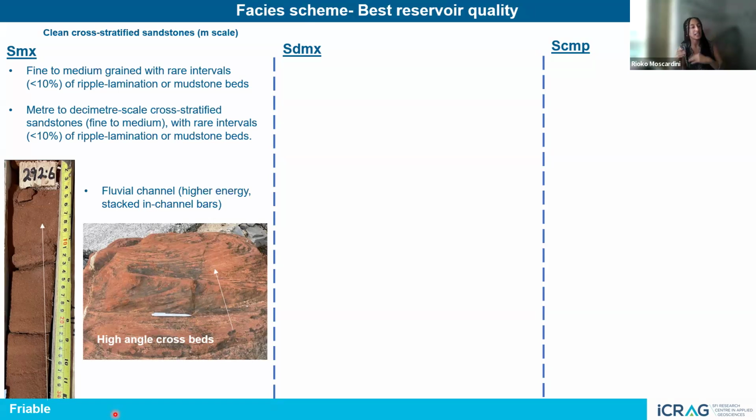So we've classed it as less than 10%. Here you can see what I was trying to explain about the friability. I hope you can see clearly, this is very residual sand. You can literally pick it up with your fingers and it will dust away, as opposed to being in a more consolidated state in the core. And this really nicely shows the high angle crossbeds that are associated with this clean cross-stratified sandstone facies.